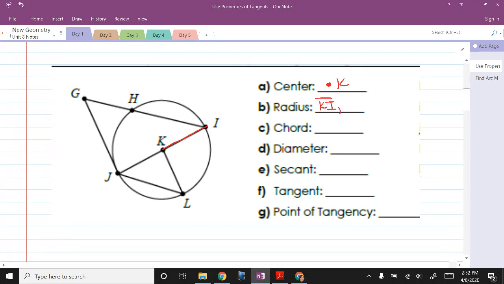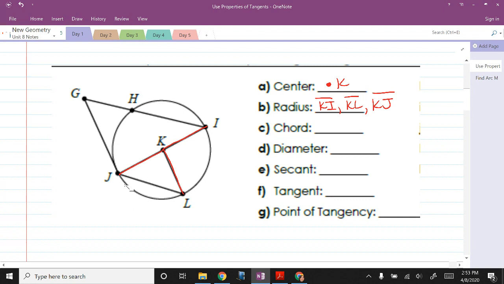And there are some other radii. K to L is also a radius. It's anything from the center to the outside edge of the circle. So segment KL is also a radius, and also segment KJ. Those are all radii.